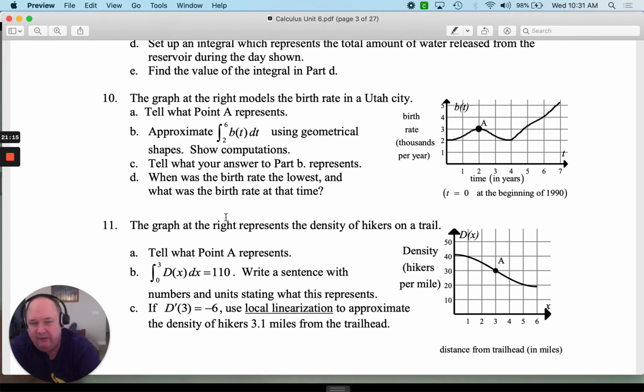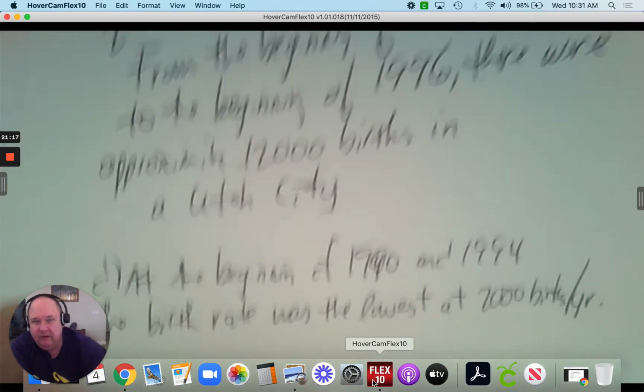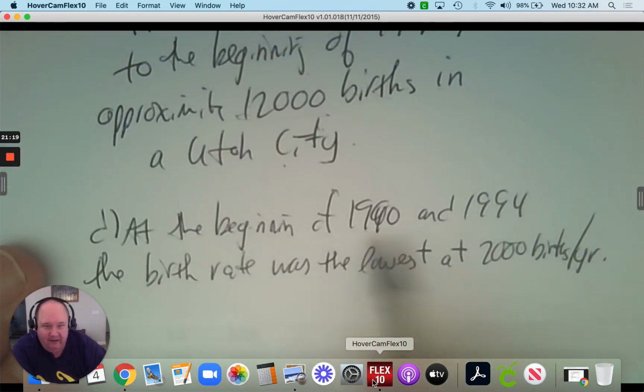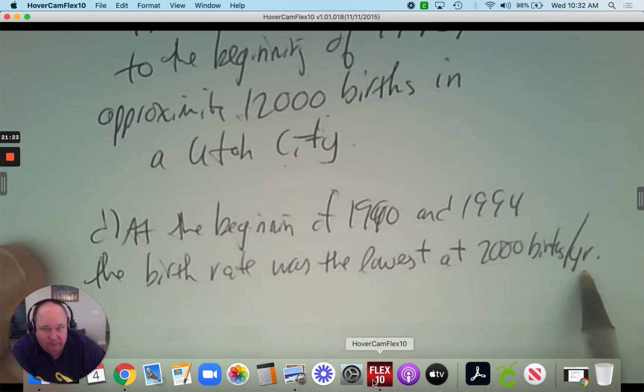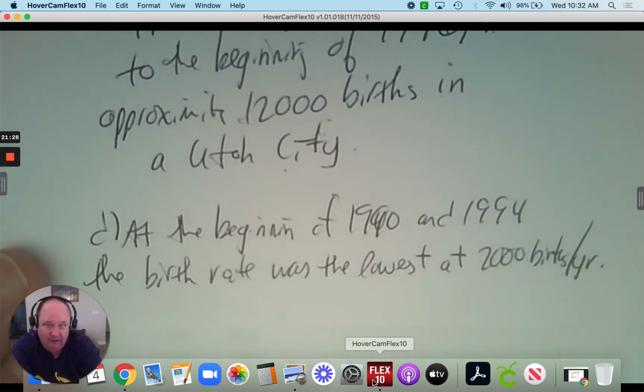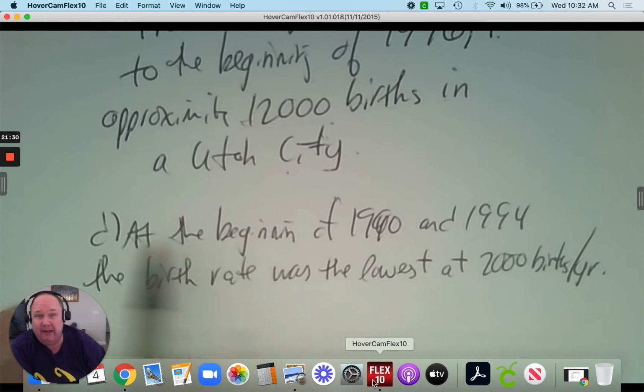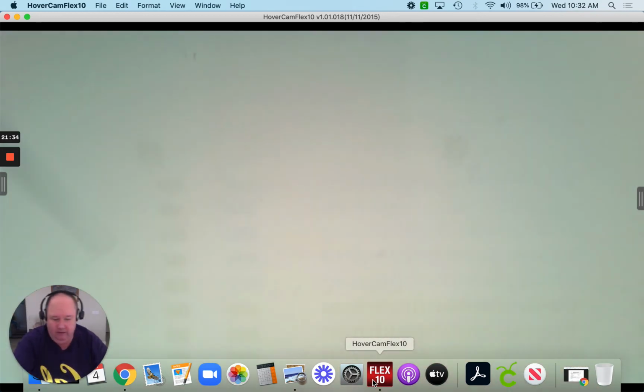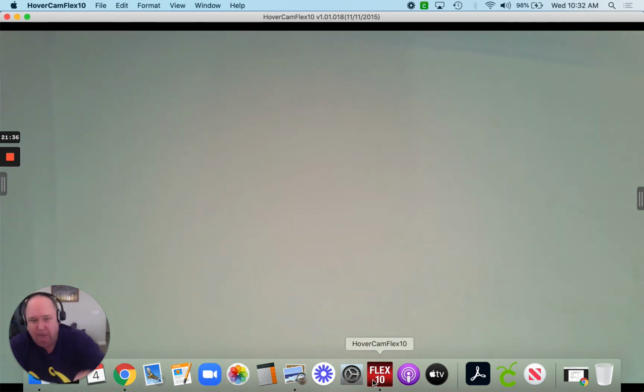Let me show you my sentence again. So at the beginning of 1990 and 1994, the birth rate was the lowest at 2,000 births per year. Can you be comfortable interpreting a rate graph and comfortable writing a good sentence, but not a complicated sentence? All right. Moving on.